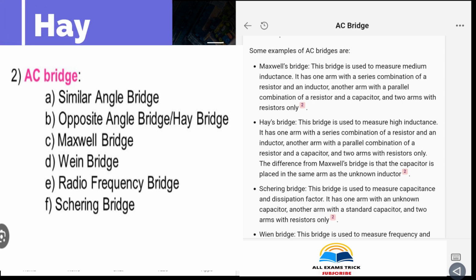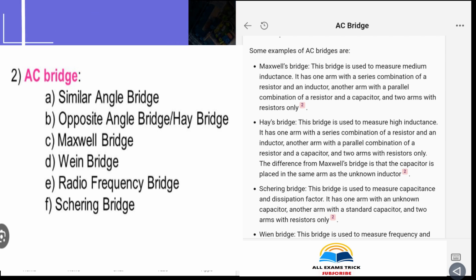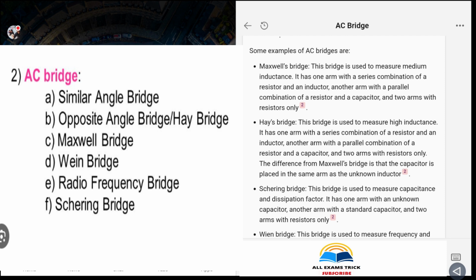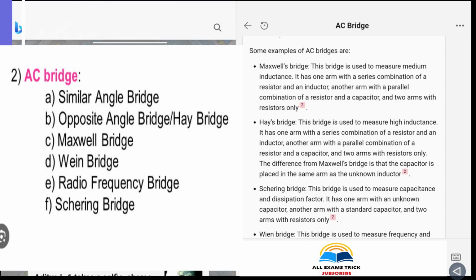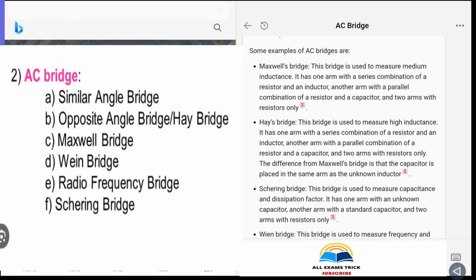Hayes bridge. This bridge is used to measure high inductance. It has one arm with a series combination of a resistor and an inductor, another arm with a parallel combination of a resistor and a capacitor, and 2 arms with resistors only. The difference from Maxwell's bridge is that the capacitor is placed in the same arm as the unknown inductor.